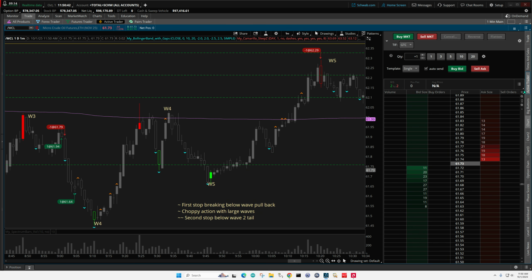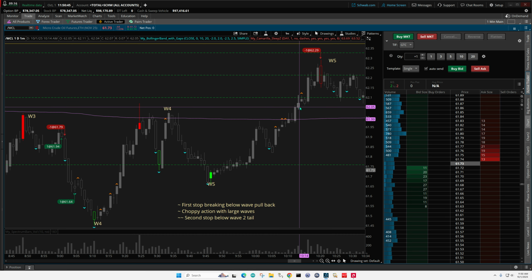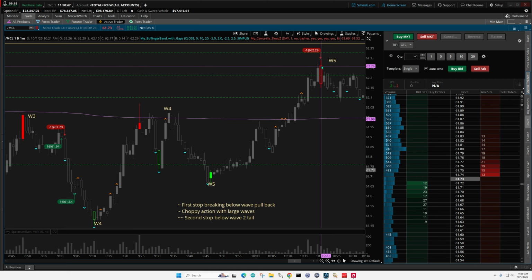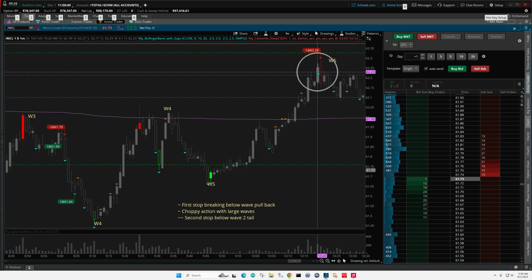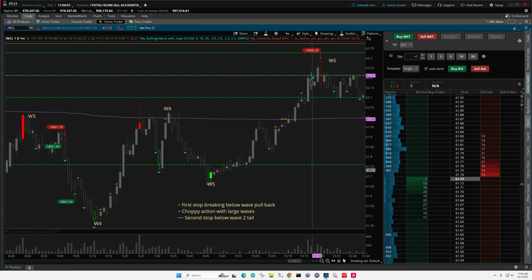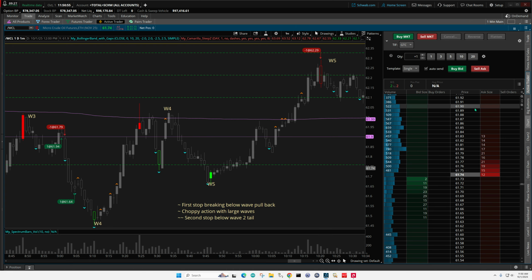Because as price started coming up, and I saw when price hit this candle right here, probably this candle and definitely this candle, I saw 58 to 66 contracts sitting at 62.30, and because I have one contract, it's essentially no volume. One contract is no volume.